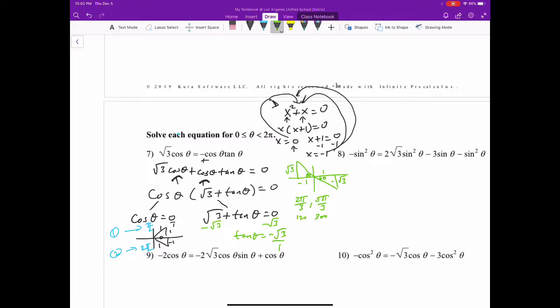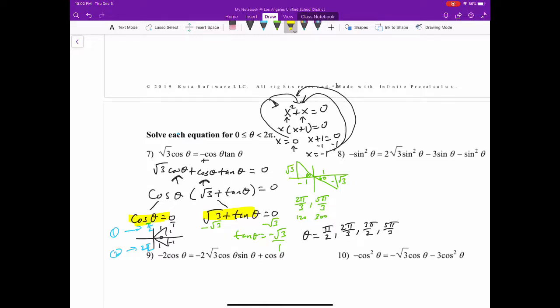Okay, so the final answer, actually you have to write all these together. You write all these together: theta is equal to, well, let's try writing them in order. Our first answer is pi over 2, followed by 2 pi over 3, followed by 3 pi over 2, followed by our last angle, 5 pi over 3. Okay, so in this case, we actually are solving for two separate problems. Not only cosine, see cosine here, but also square root of 3 plus tangent theta.